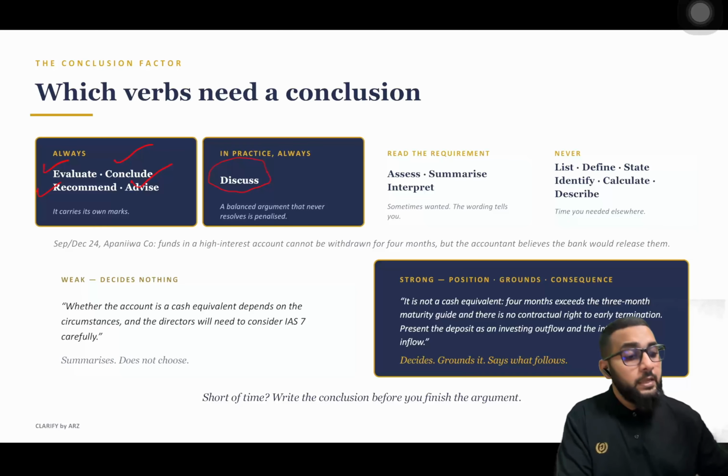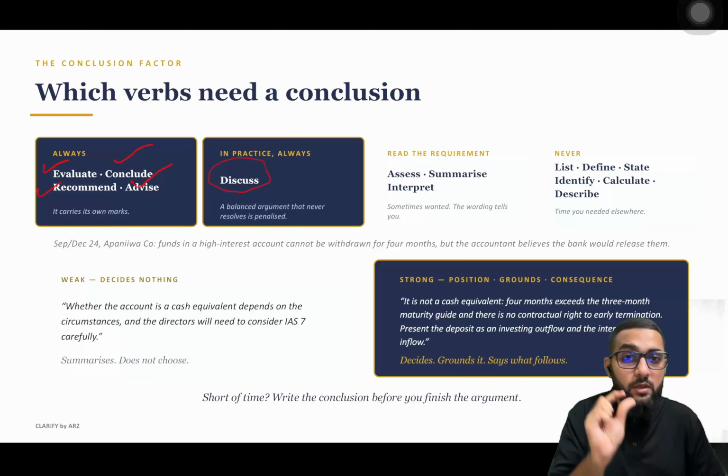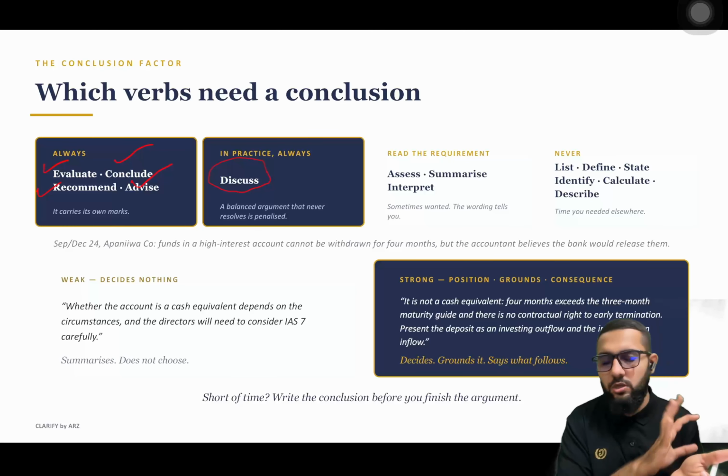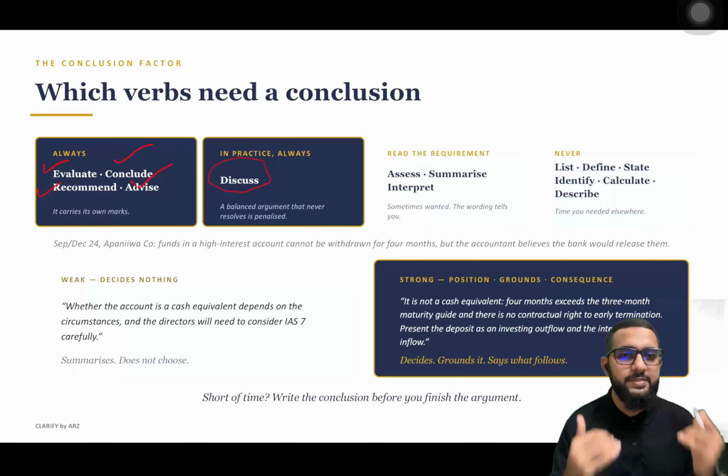All right. Then assess, summarize, interpret may require you to conclude depending on the requirement. So here you are supposed to read the requirement properly. The requirement requires you either to conclude or not to conclude. If the requirement wants you to conclude, conclude. If the requirement doesn't want you to conclude, don't conclude. So that's assess, summarize, interpret.